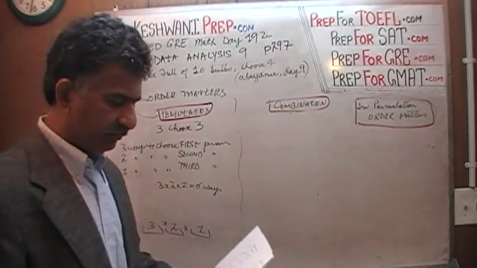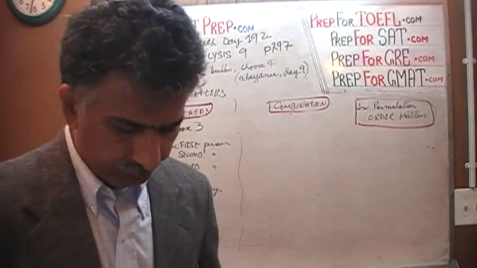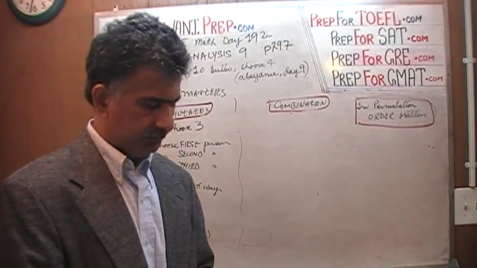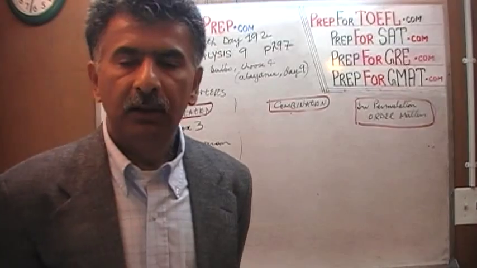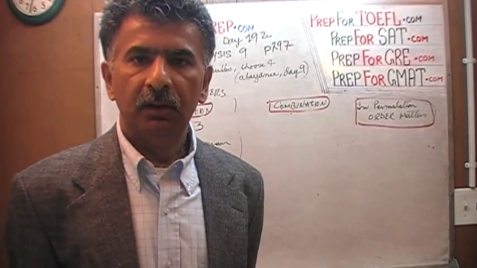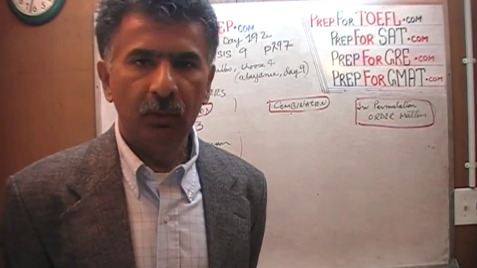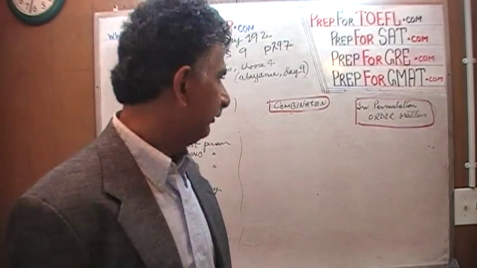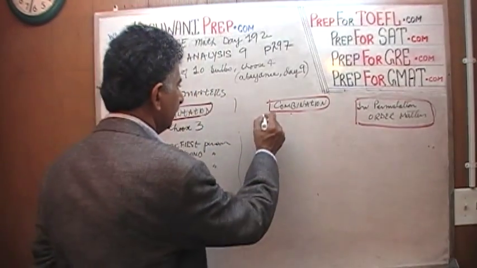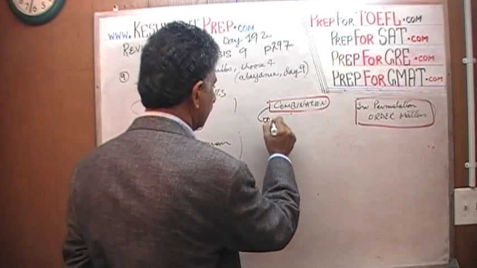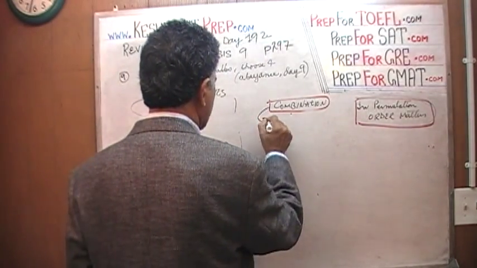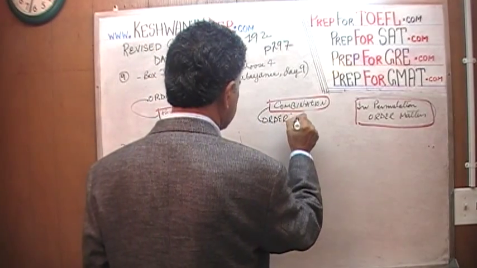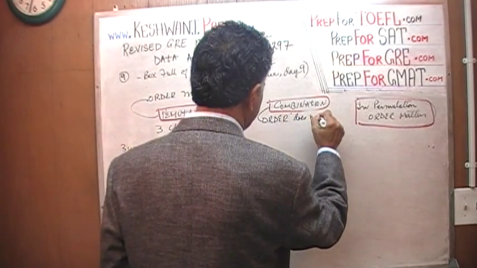Now let's talk about combination. How many ways do you suppose there are of picking 3 people out of 3 if the order has no significance at all? In combination, order does not matter.